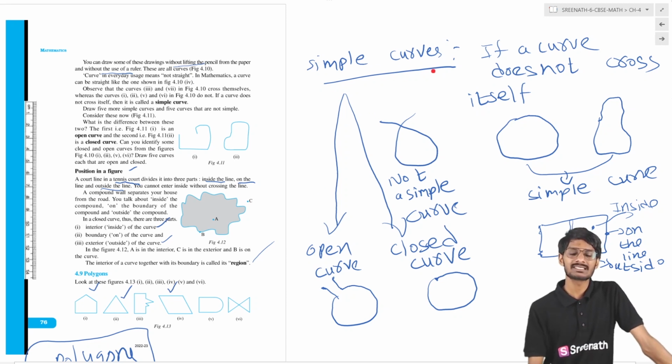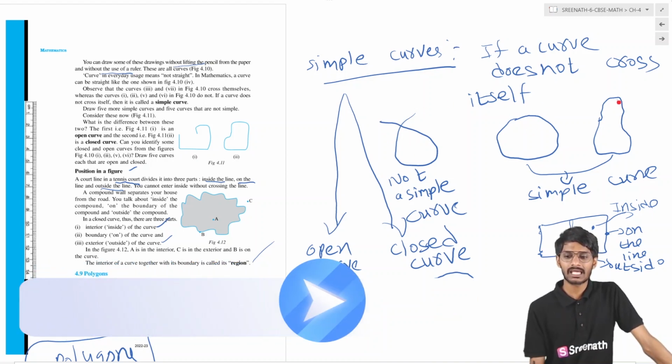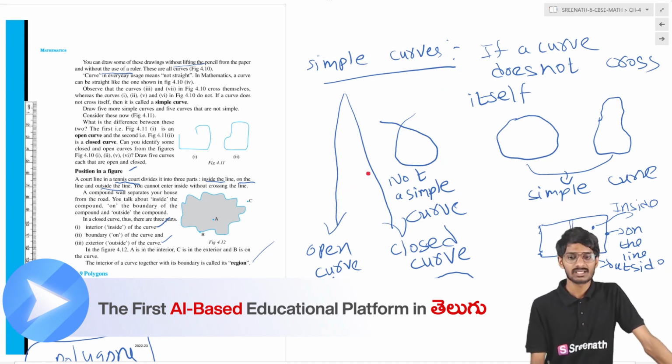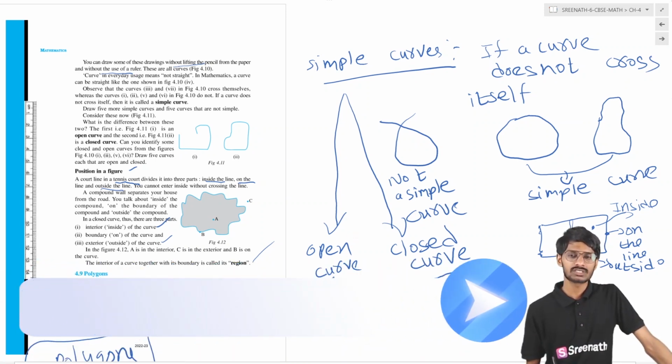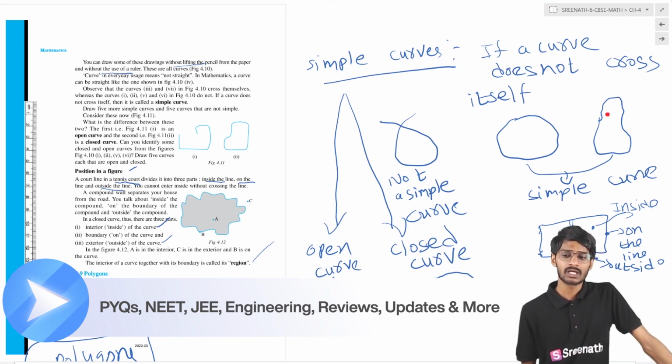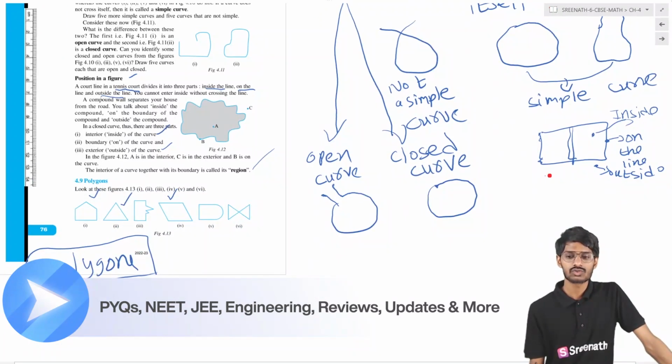So what does a simple curve mean? If the curve does not cross itself. Here it is crossing itself, so it is not a simple curve. But here they are not crossing themselves, so these are simple curves, students. In the case of simple curves, there are open curves and closed curves. What are open curves? If there is an opening, and the initial point and final point do not come to the same point, then we call it an open curve. And a closed curve means the initial point and final point are the same, there is no opening, we call that a closed curve, students.